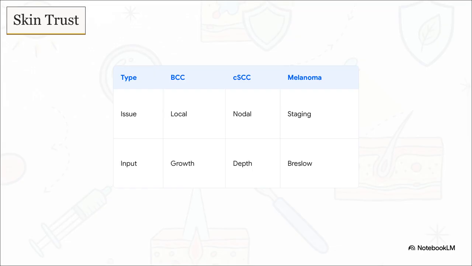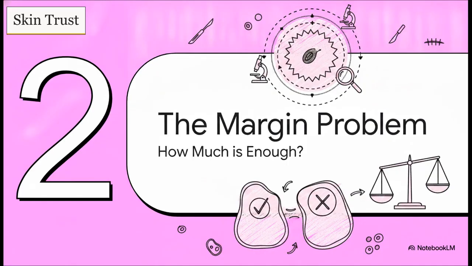Here, the key pathology input completely shifts. We are totally focused on microstaging, specifically Breslow thickness, which is the actual microscopic depth of the tumor, and ulceration. You literally cannot import a margin method designed for BCC into melanoma without fully accounting for these specific permanent section microstaging needs. All right, let's move to Section 2, the margin problem.